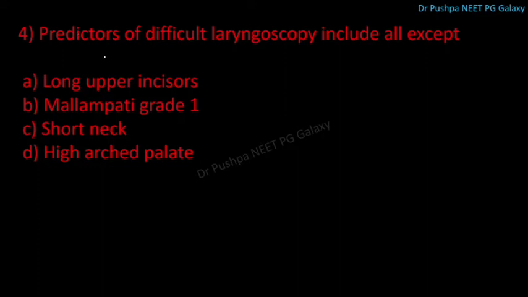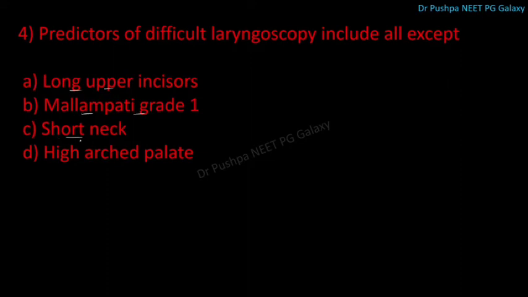So there is one more terminology called Guedel's oropharyngeal airway. This prevents the fall of tongue during anesthesia. The size depends on distance between angle of mouth and tragus. In case of nasopharyngeal airway, the size depends on distance between nose and tragus.